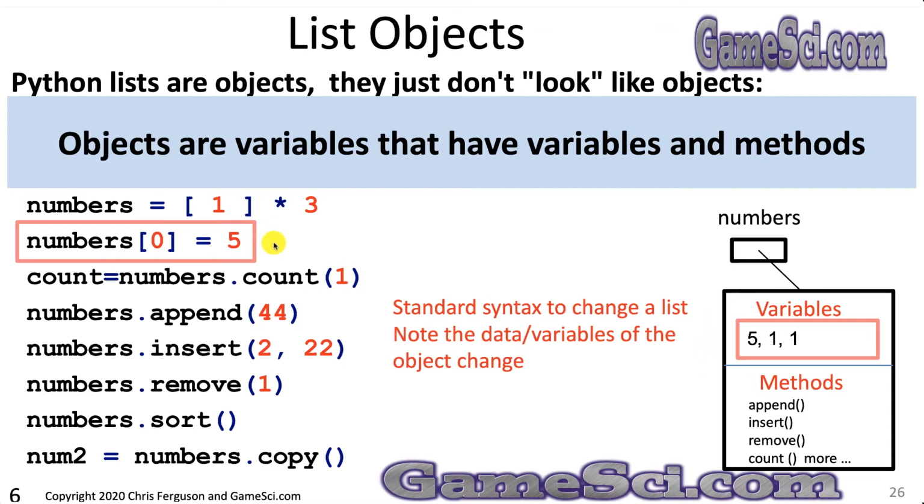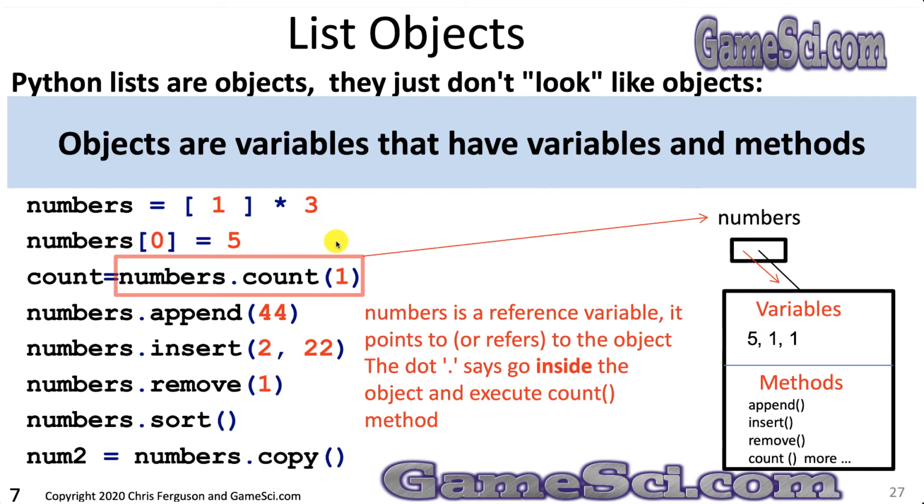Numbers subscript 0 equals 5. This is the standard syntax to change a list. This is what we were talking about above. Python decided to make list access look a lot like array access does in other computer languages. But note the data in the variables of the object changed. When I said put a 5 in slot 0, a 5 showed up here in the data portion of the list object.